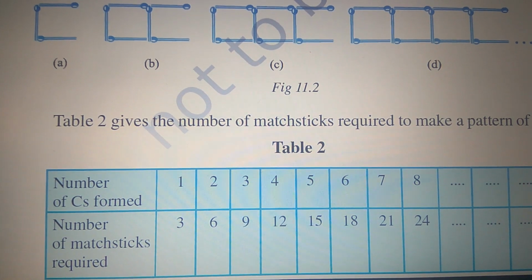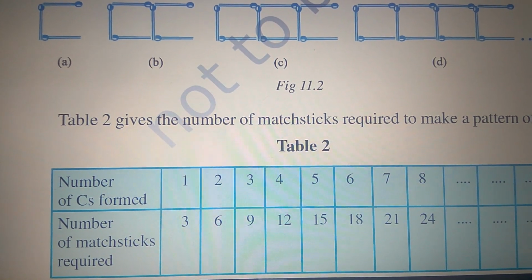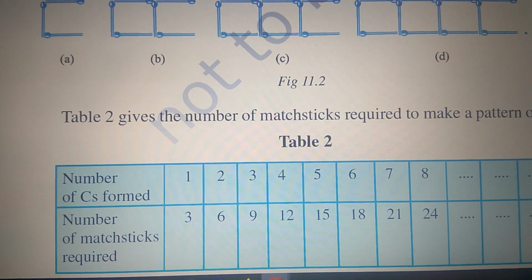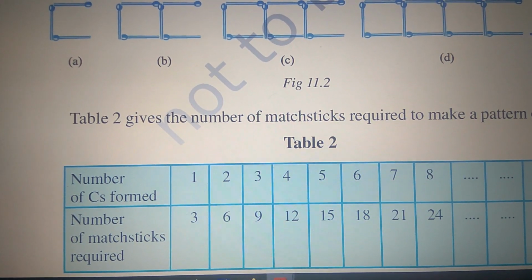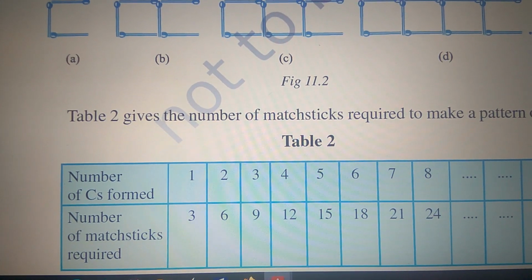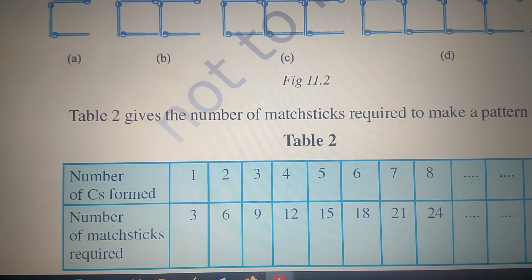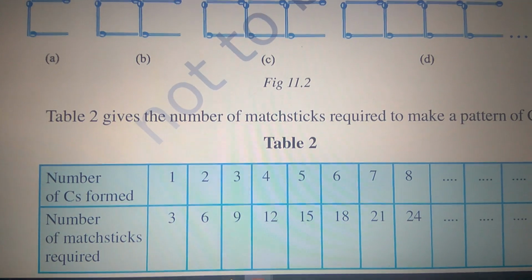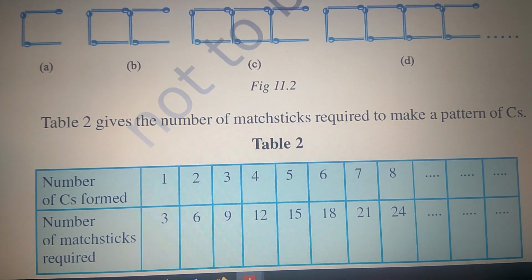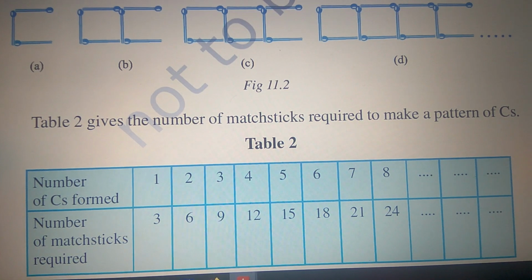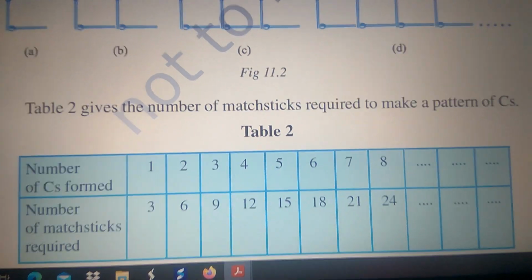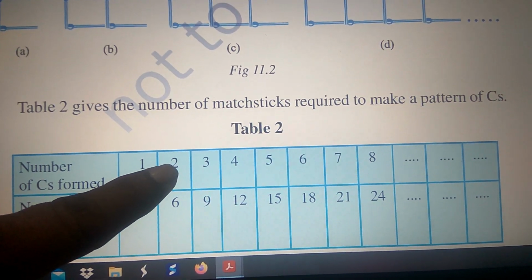Dear students, here think of the alphabet C. First of all we write the number of C's formed and then the number of matchsticks required. Prepare the table. Look, to form the first C, how many matchsticks are needed? 3. In the second, if there are 2 C's, then it requires 1, 2, 3, 4, 5, 6 matchsticks. Then if 3 is there, count the matchsticks, you will get 9 matchsticks. With 4 you will get 12. So you see the number of matchsticks required: when there is 1 C then 3, when 2 C's then 6 matchsticks.